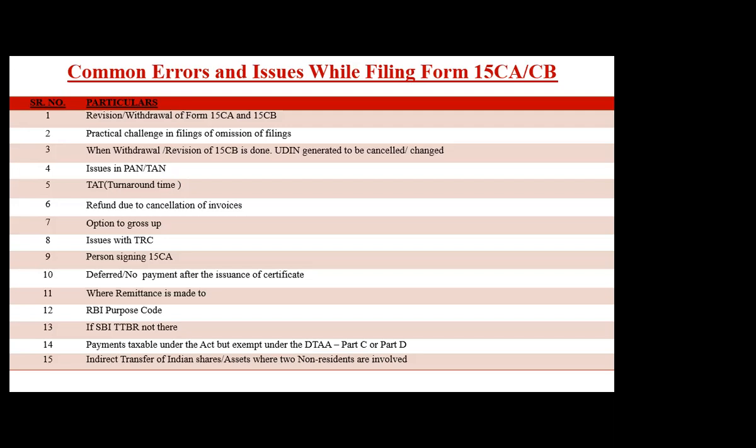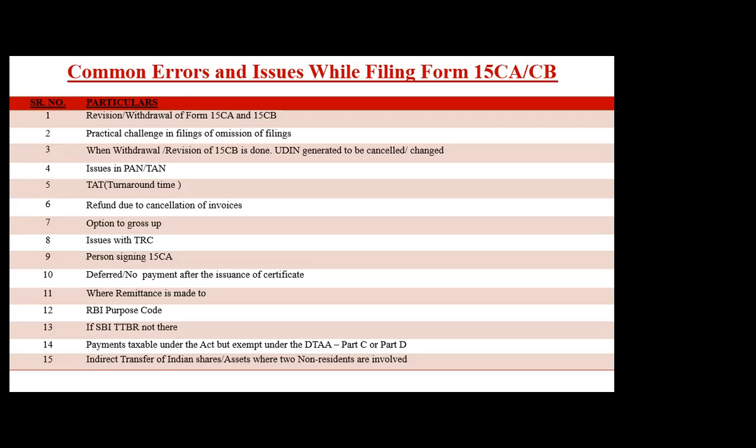Person signing 15CA, the DSC has to be there. Authorized signatory has to be there. This person's name should be there in that online portal where we are signing. The director's name or whosoever principal officer's name should not mismatch with the person whose DSC we are putting. DSC of some other person and the authorized signatory some other, that should not be there. Deferred or no payment after the issue. Again, we have to keep a log of disregarded forms and everything.